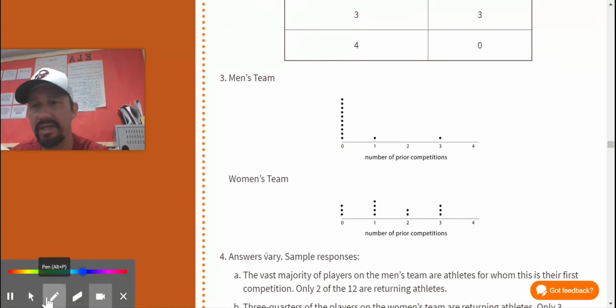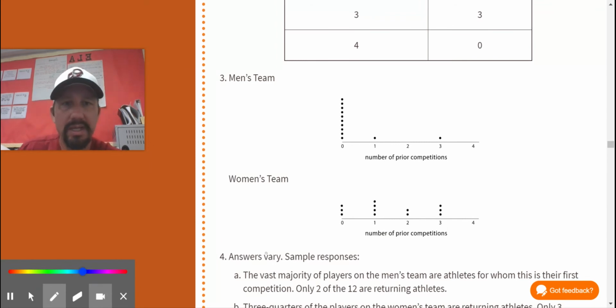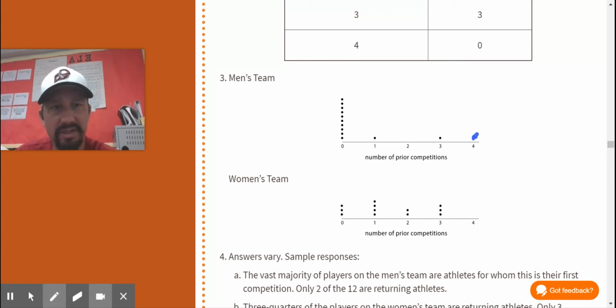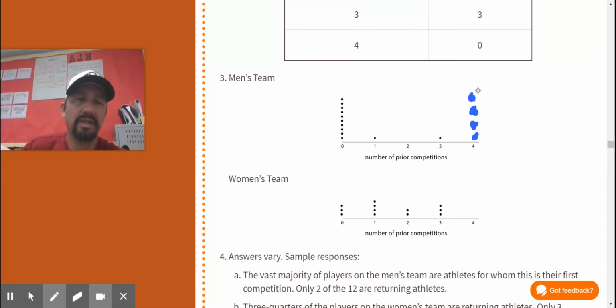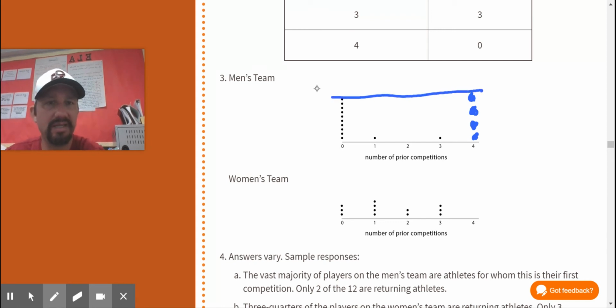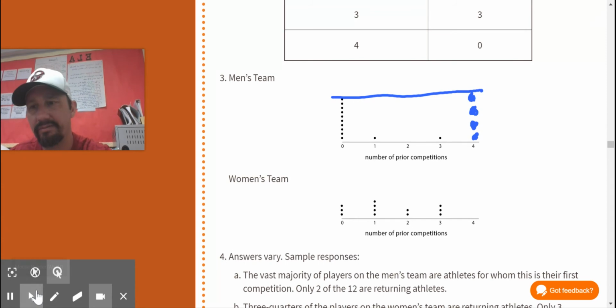One thing you need to make sure you do not do: let's say there were 4 people with 4, and you came in here and you did it, and you said, okay, it's 1, 2, 3, 4 who had 4 prior competitions. Well, what's the problem with this? Yeah, it looks like it's the same as 0 competitions or even slightly more. You have to make the dots all about the same size and they should go up.